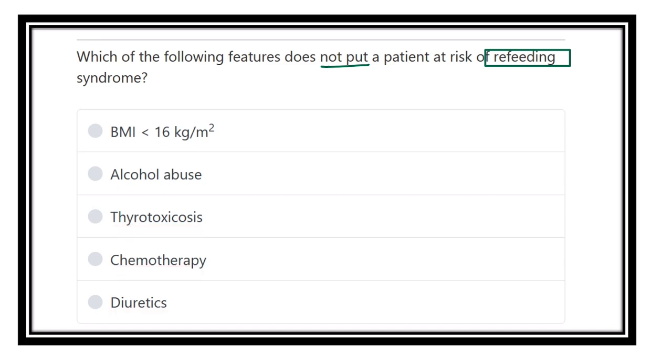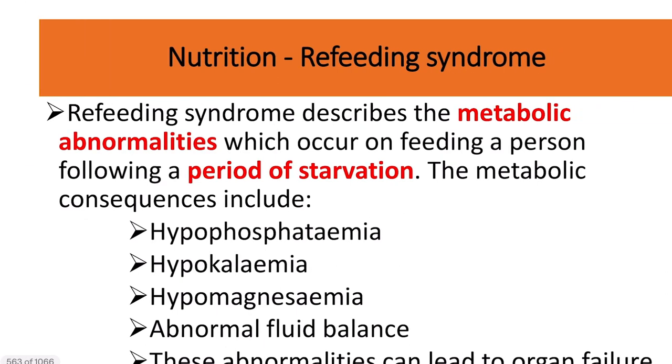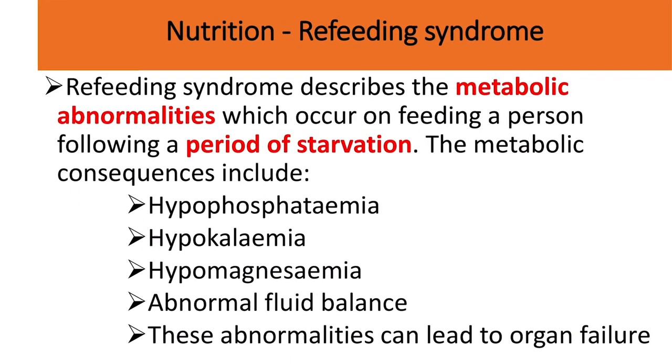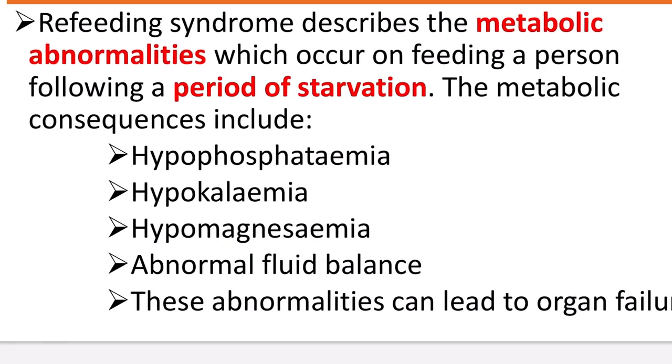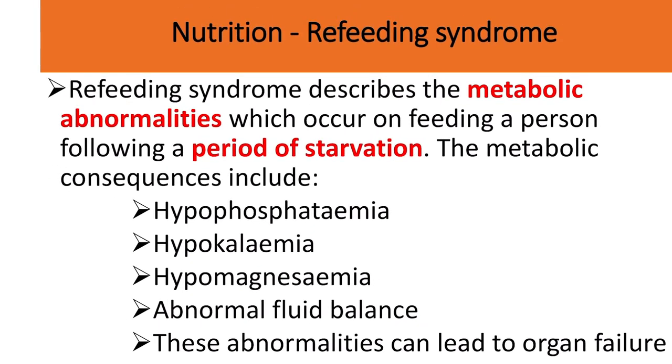So first of all, let's see refeeding syndrome. Refeeding syndrome is described as metabolic abnormalities which occur in feeding a person following a period of starvation. And for this condition, some important metabolic abnormalities occur. So what is refeeding syndrome? It is metabolic abnormalities occurring after a period of starvation. But what are the metabolic abnormalities?